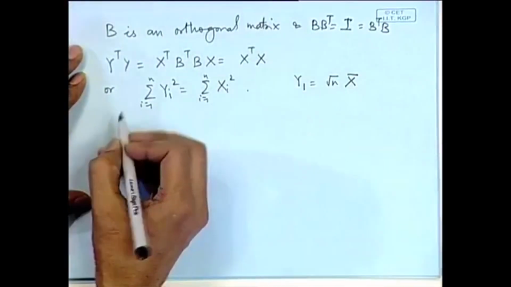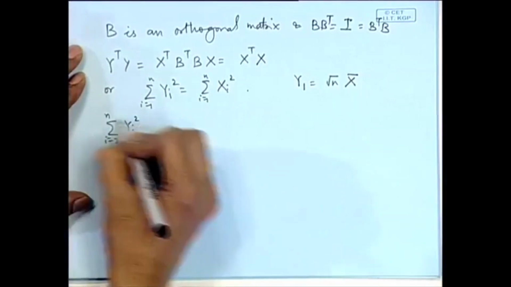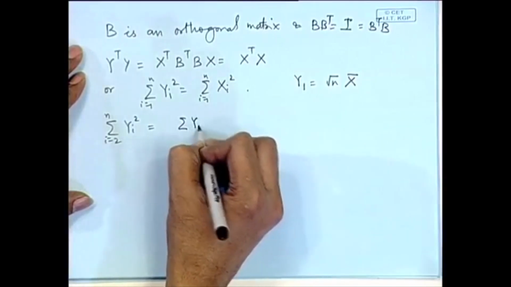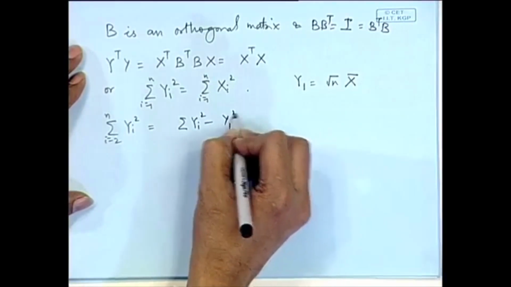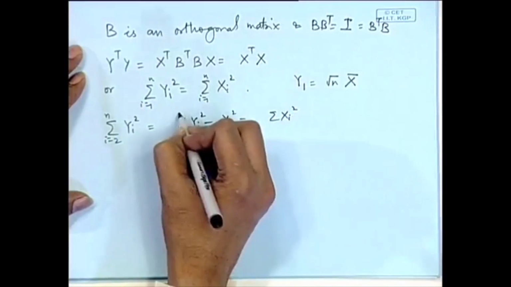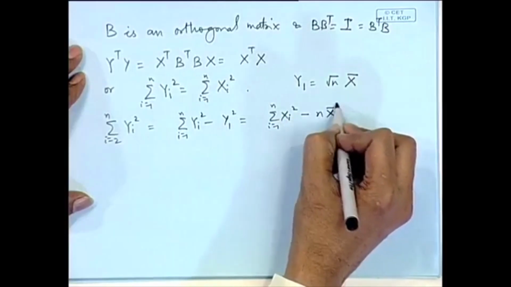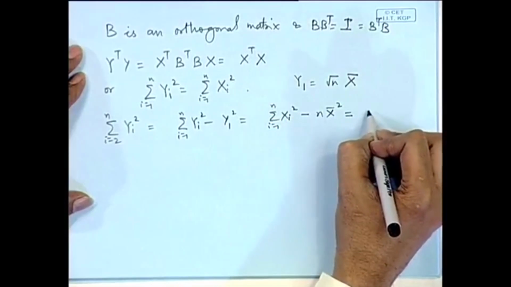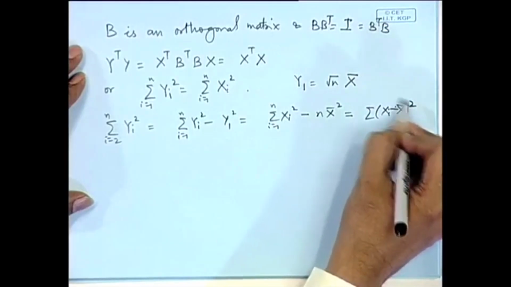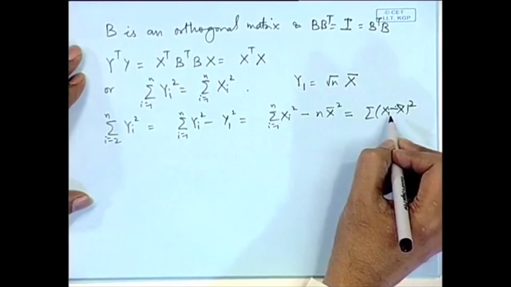So, from here we get sigma y_i square, i equal to 2 to n, is equal to sigma y_i square minus y_1 square, which is the same as sigma x_i square, i equal to 1 to n, minus n x bar square, that is equal to sigma (x_i minus x bar) whole square, which is the term which appears in the S square term, that is the sample variance.